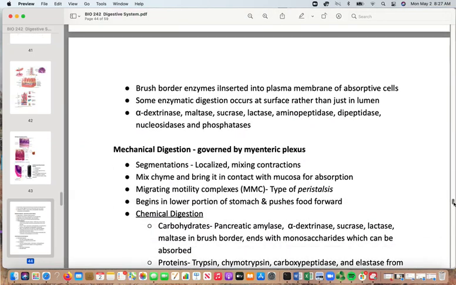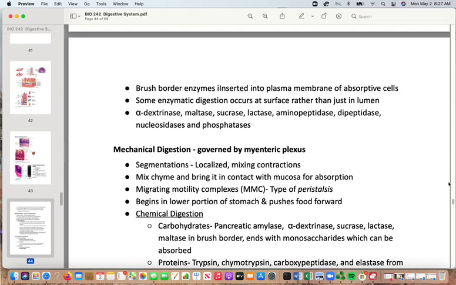So these brush border enzymes are inserted into the plasma membrane of the absorptive cells, so you can have some enzymatic digestion at the surface rather than just in the lumen. So some examples: alpha dextrinase, maltase, sucrase, lactase, aminopeptidase, dipeptidase, nucleosidase, and phosphatases.